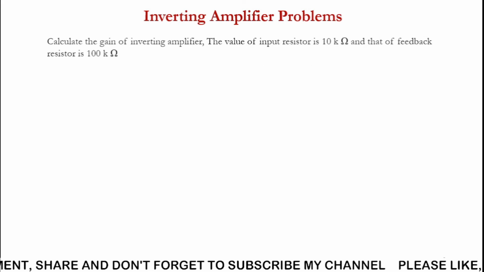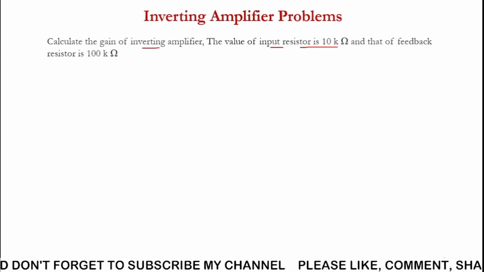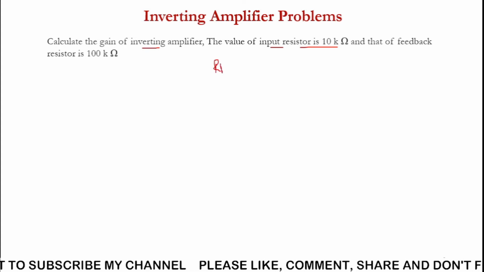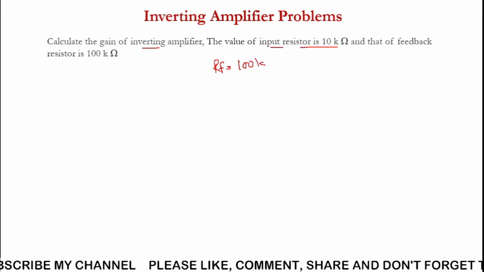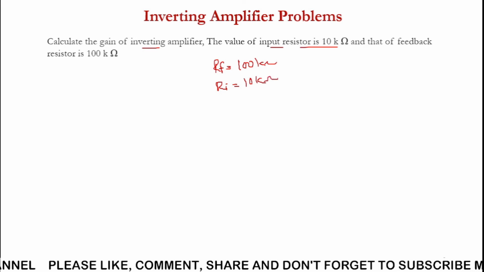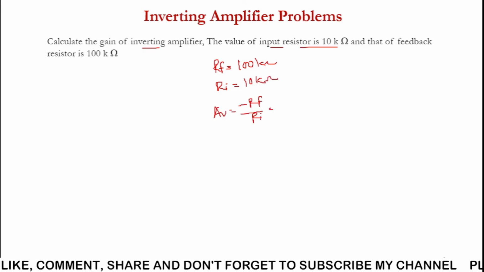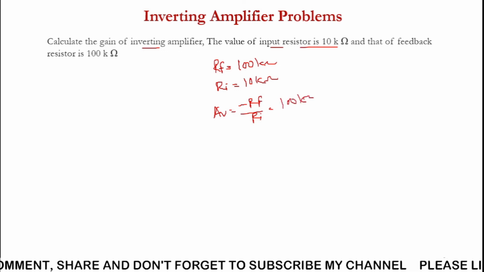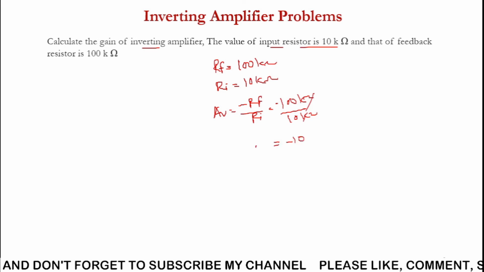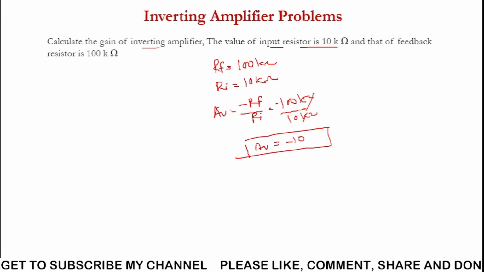Then the second example, where the value of input resistor is 10 kilo ohm and the feedback resistor is 100 kilo ohm, where we have to find the gain of the inverting amplifier. So you should know that the given quantities are Rf is equal to 100 kilo ohm and Ri is equal to 10 kilo ohm. The gain formula is Av is equal to minus Rf upon Ri, equal to 100 kilo ohm divided by 10 kilo ohm. If we cancel out 10, that is equal to minus 10. Av, the voltage gain, is equal to minus 10.